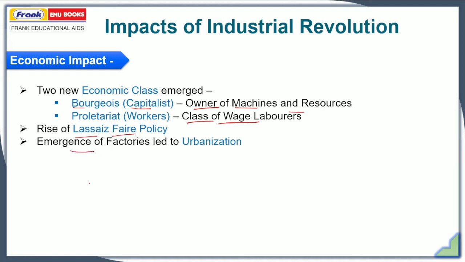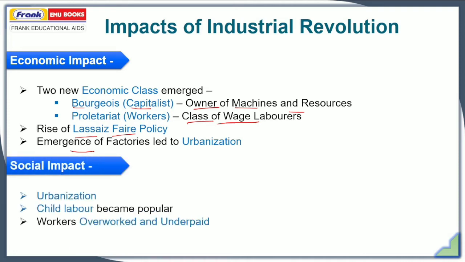Then emergence of factories also led to urbanization. A lot of lower middle class population flocked to the cities in order to find good jobs, and now the cheap labor was available for the factory owners. Now coming to the social impact, urbanization happened because of industrial revolution, because factories were located in cities, and in the search of new opportunities, more opportunities, people from villages migrated towards city.